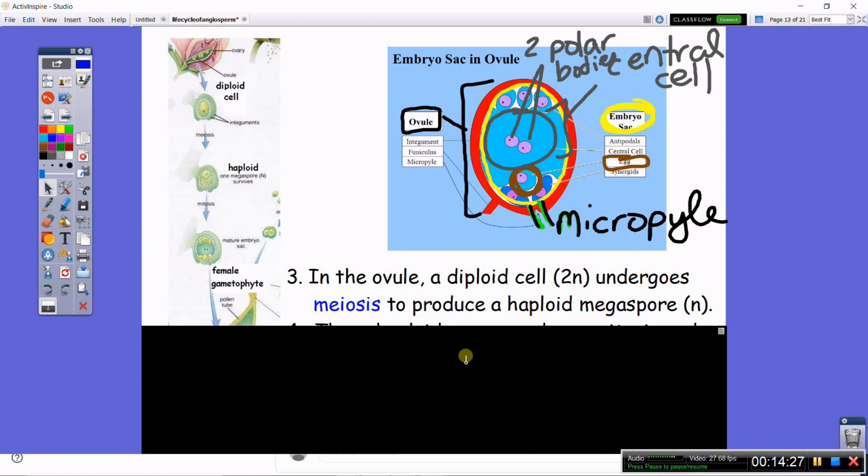In the ovule, a diploid cell is going to undergo meiosis to produce a haploid megaspore. Okay, because we're talking about what's happening within the sporophyte. Sporophytes make spores, but remember the sporophyte is diploid and spores are haploid, so that has to be meiosis occurring there.